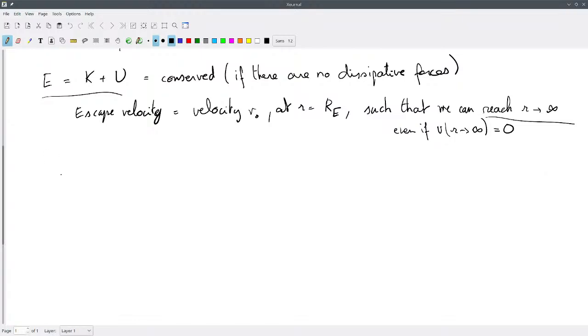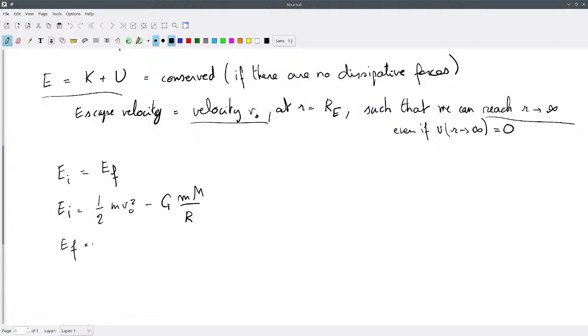So that means that E initial will have to equal E final. E initial is going to be our kinetic energy, given by our initial velocity, so 1/2 m v0 squared, plus our initial potential energy, which is at the surface of the Earth, so that's going to be minus G m M over the radius of the Earth. I'm not going to write the letter E here because that's for any radius. So that's the initial total energy.